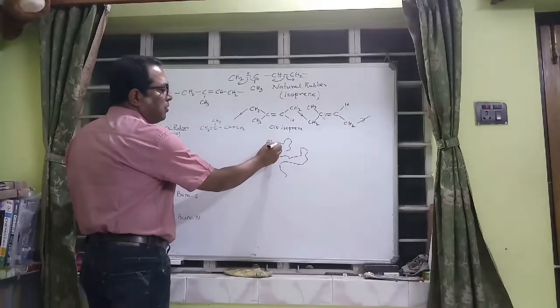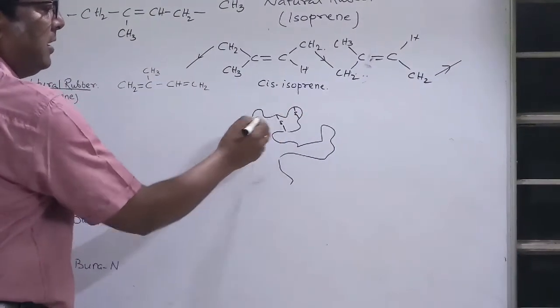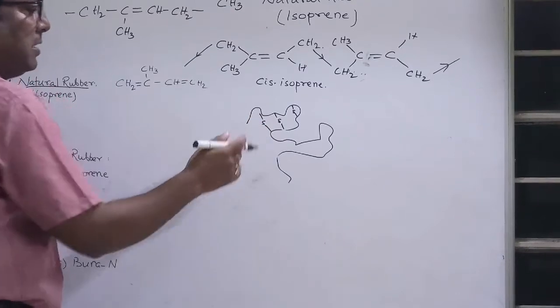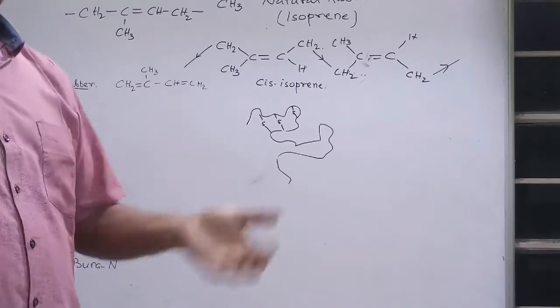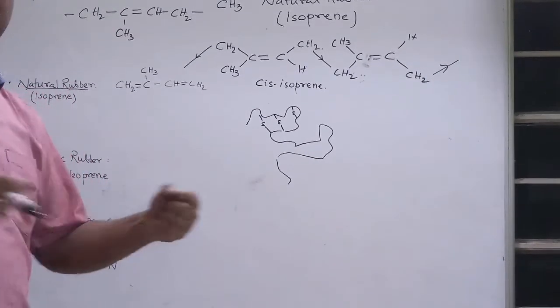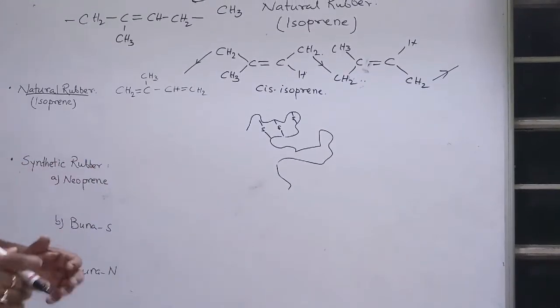Nowadays what we do, we go for vulcanization. We use sulfur to crosslink it so that it does not get deteriorated with very high temperature or under a huge amount of pressure. It does not get deformed. It can be brought back to the original state.